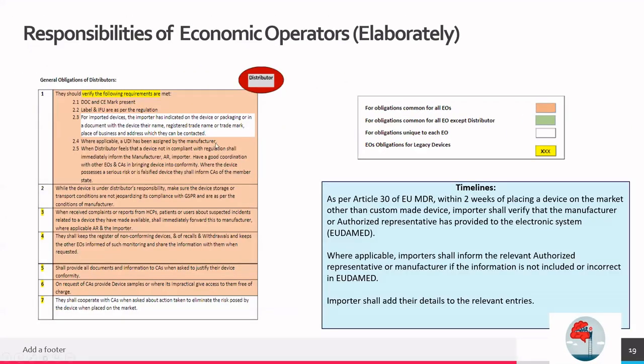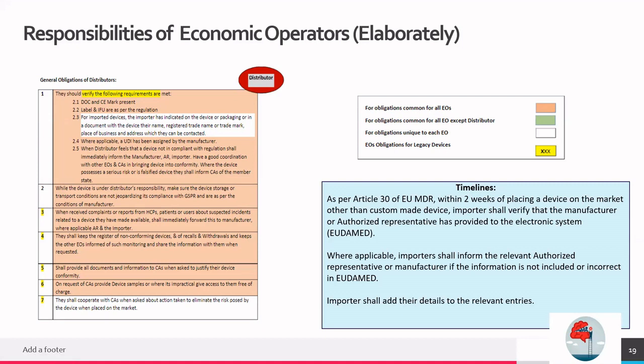For the distributor also, apart from this white patch, all the others are covered in the all-other-economic-operator responsibilities. Apart from the verification requirements I mentioned for the importer, the distributor has a new addition. For an imported device, the importer has indicated on the device, on the packaging, or in a document with the device their name, trademark, place of business, address, and where they can be contacted. The distributor has to verify whether the importer information is on the labeling or not. This is a new thing added for this economic operator.